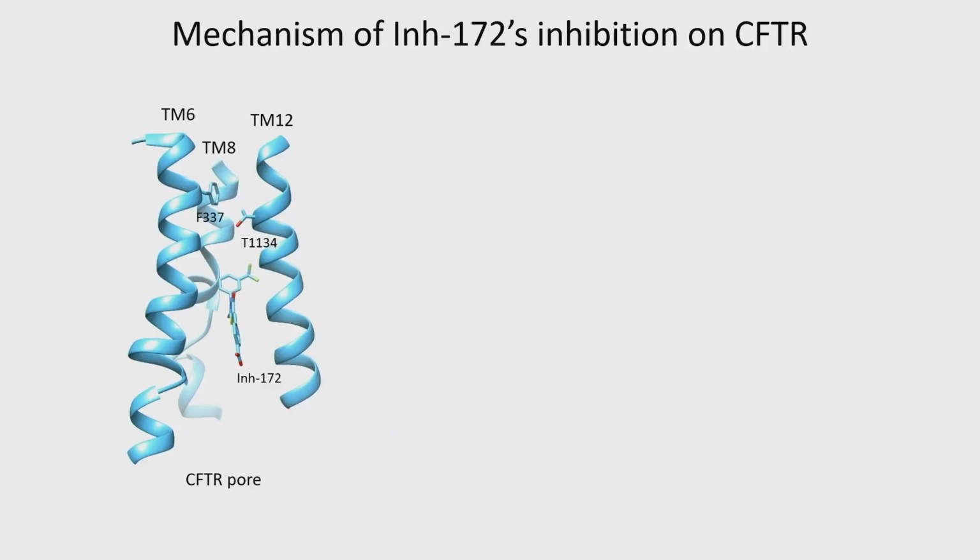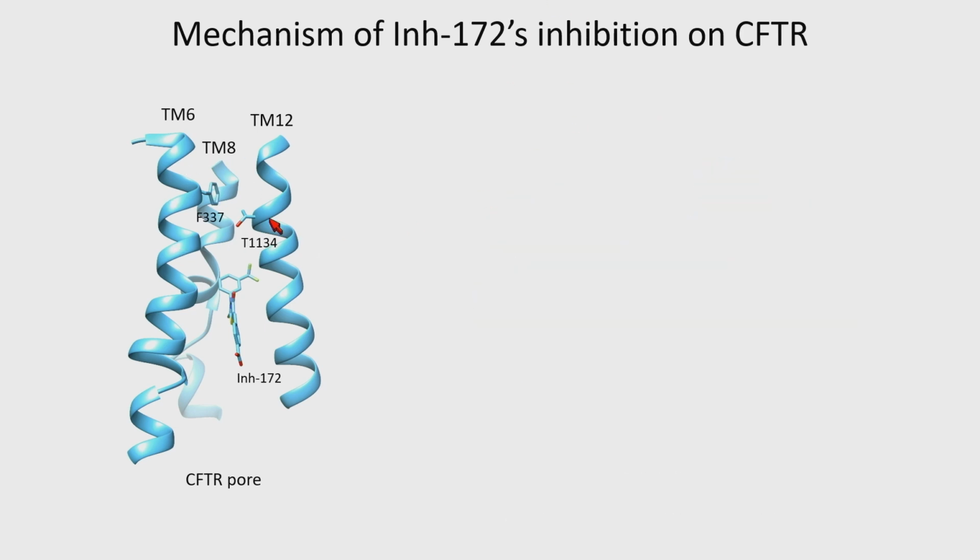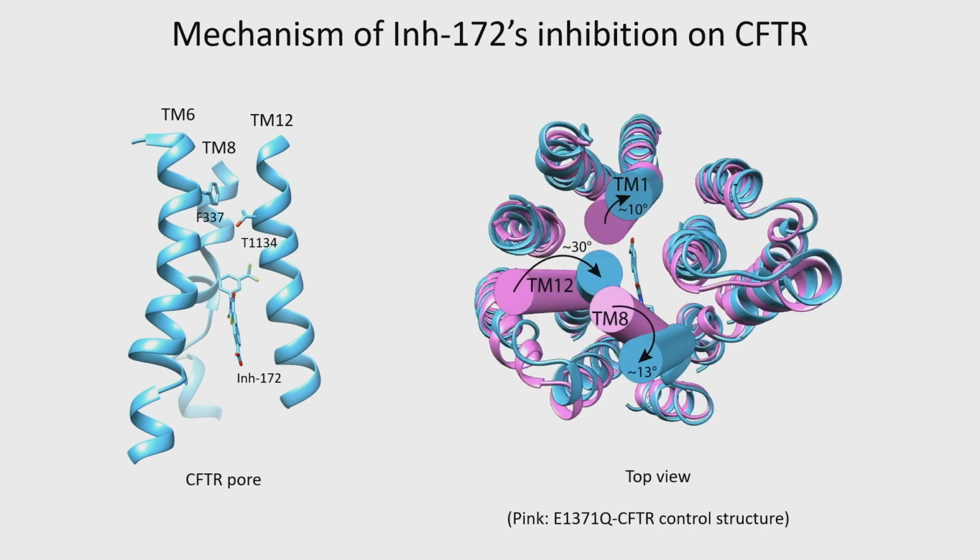So now with the structure, we can answer the question of how this inhibitor inhibits CFTR. As I told you, here is the narrowest section of the pore for CFTR. Most apparently, when it binds here, it blocks the ion flow through the pore. And on top of this, we found that it induces conformational change at the extracellular region of the transmembrane domain. Specifically, the extracellular half of TM12 moves into the pore, while that of TM1 and TM8 swing away from the pore. This leads CFTR into a closed state.